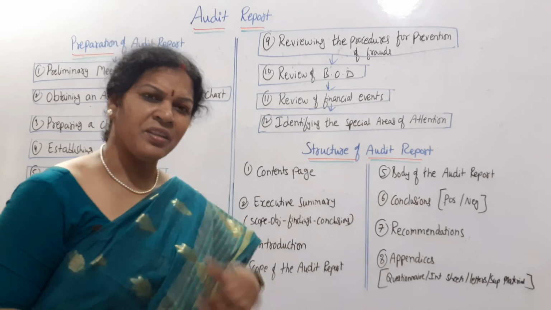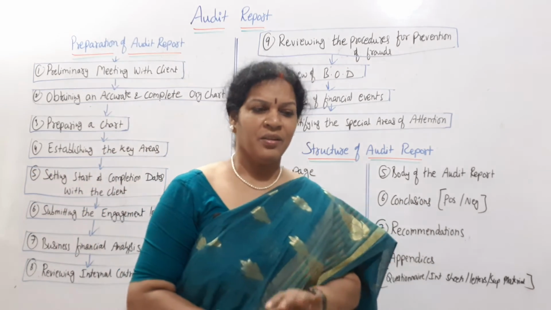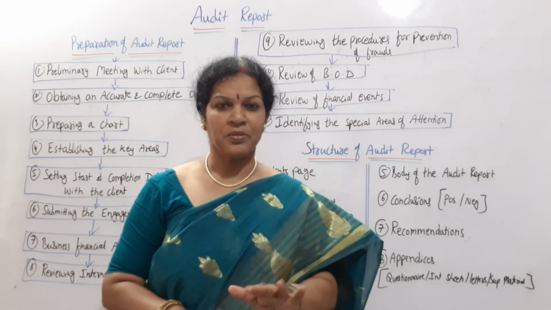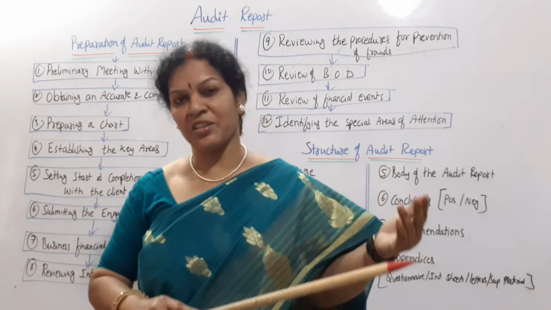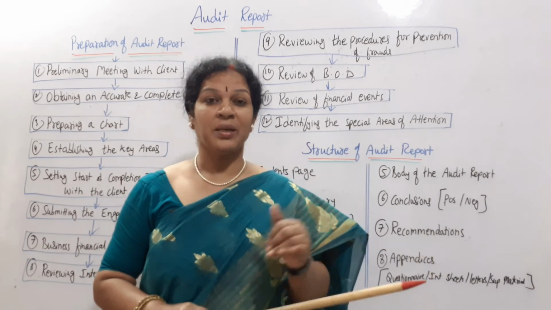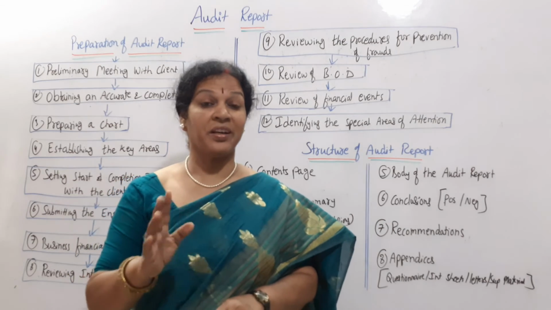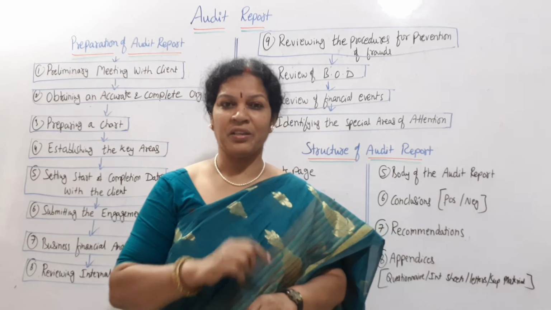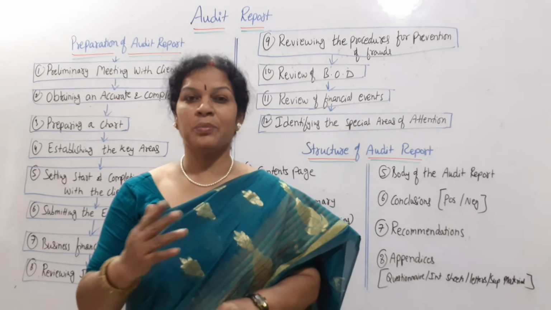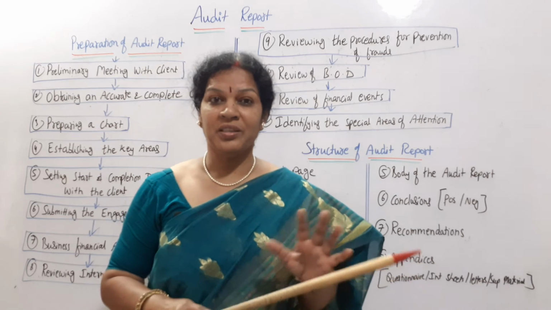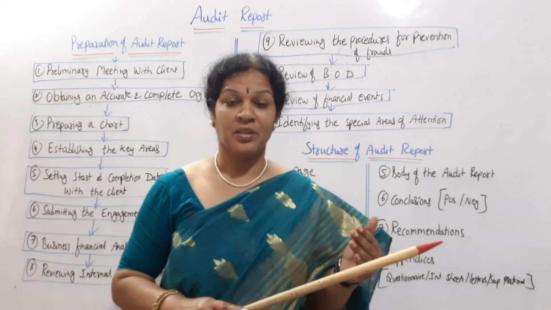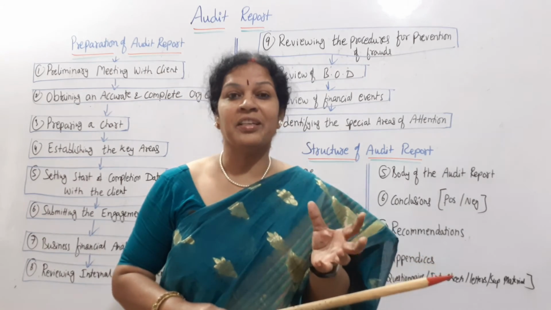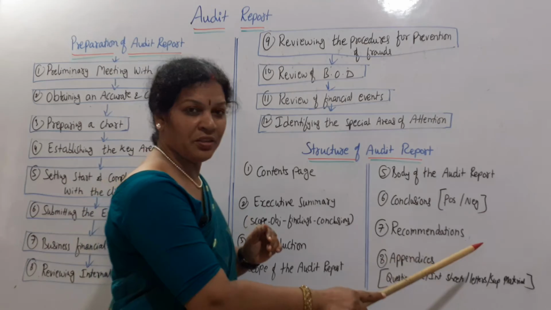Not only the conclusions, he can recommend that the weak areas are these and how to improve them. Suppose the internal control system is not good or the internal check system is not good, so how the company can control it. Such kind of recommendations. Or in a particular area there are many frauds, how to prevent the frauds and how the system can be improved. Because the auditor has experience and much knowledge, with his knowledge he can give some kind of recommendations. That is recommendations.